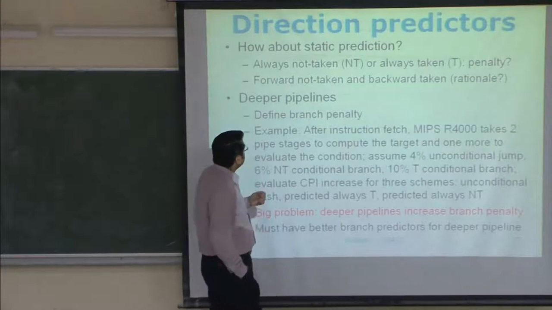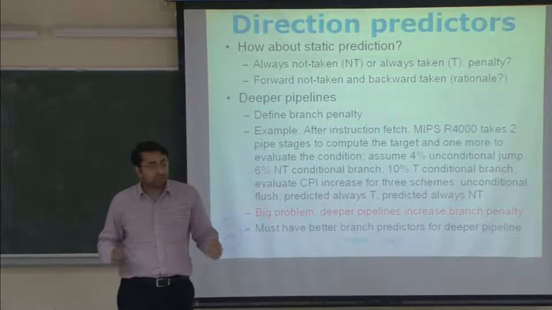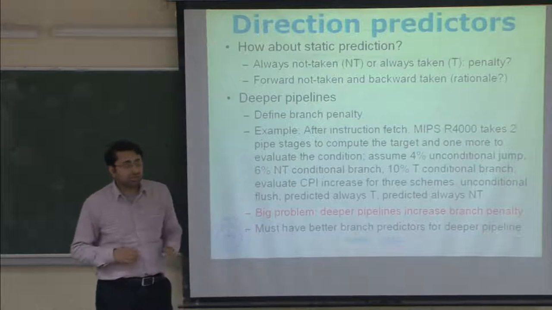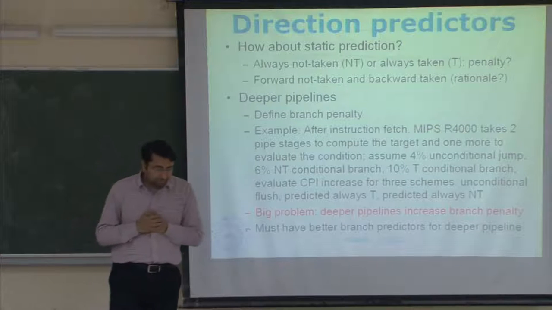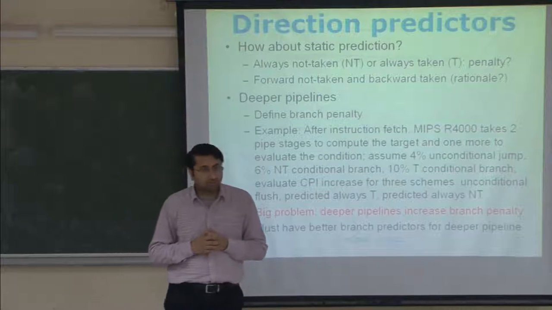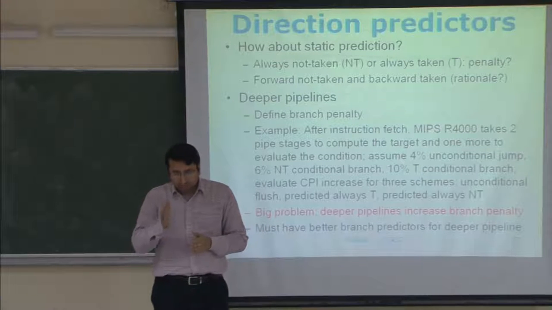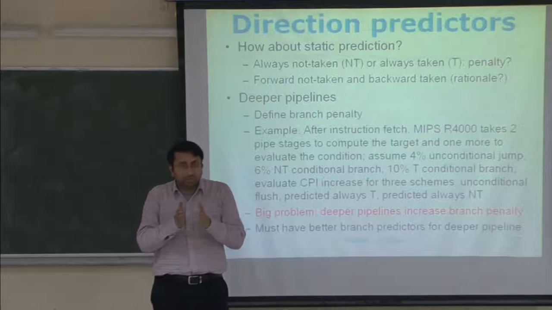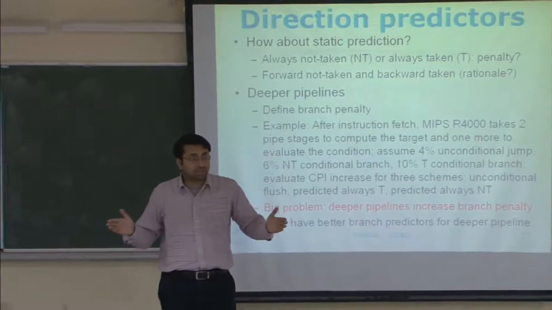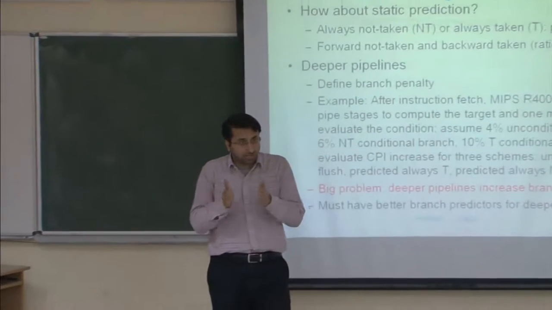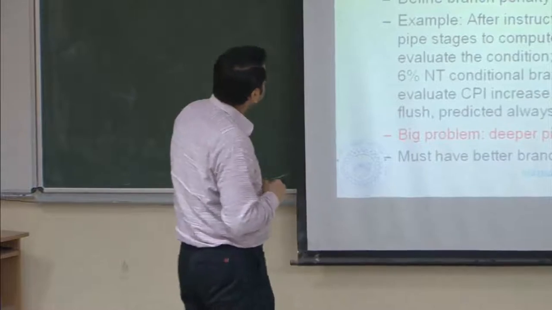The problem arises as your pipeline gets bigger. We have just talked about a few pipe stages, but usually today's processors have a much deeper pipeline. The reason for having a deeper pipeline is that it raises the frequency. As you cut pipeline stages into smaller sub-stages, your cycle time, which is determined by the longest stage, naturally goes down. So they clock the processor at a higher frequency.